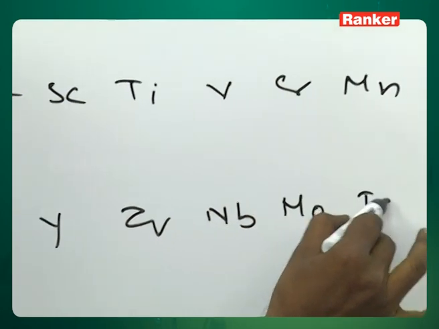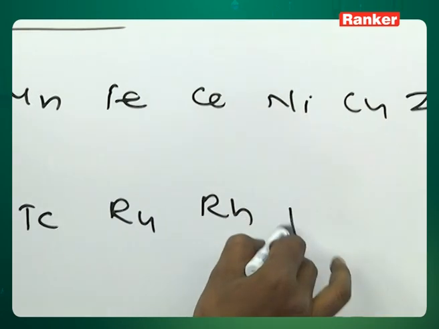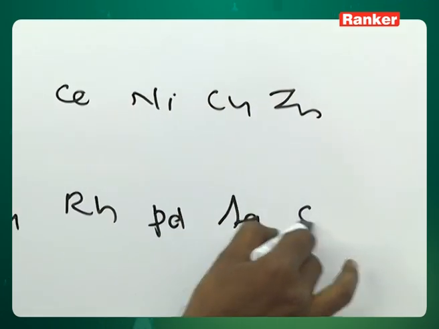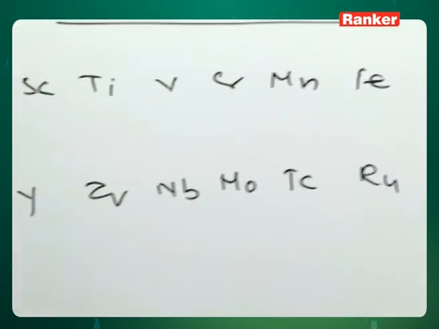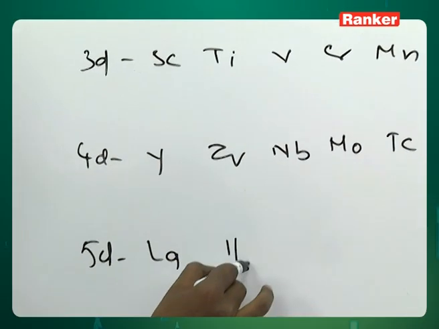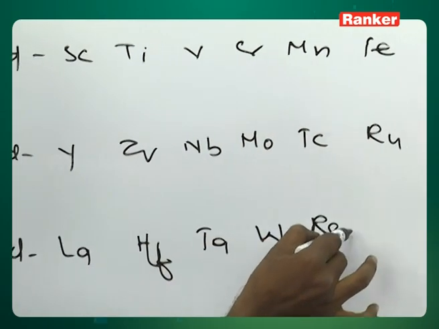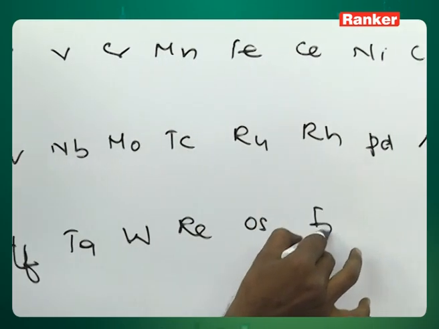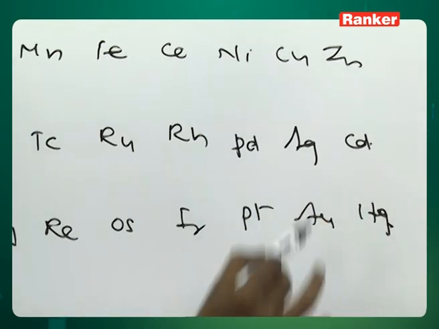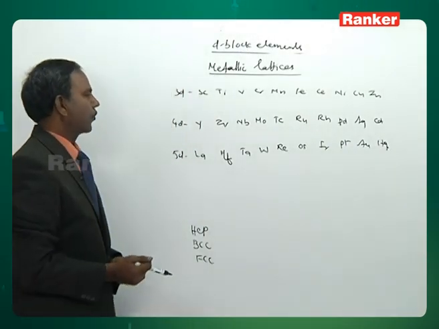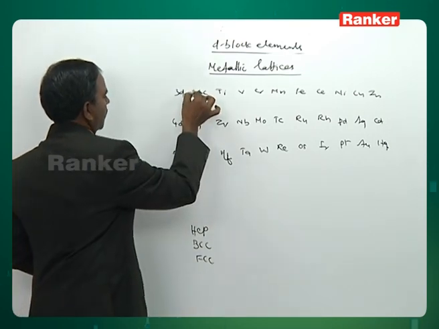Complex formation. Most of the d block elements are highly capable of forming complex compounds. Why are these highly capable of forming complex compounds? It is again variable valencies, or you can say variable oxidation states, and the presence of incompletely filled d orbitals, or unpaired electrons in d orbitals.